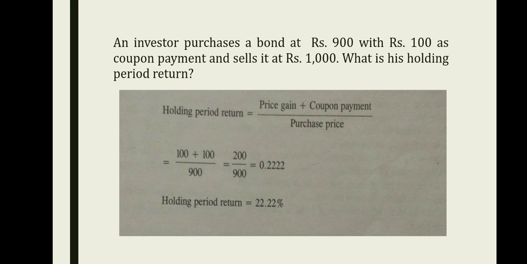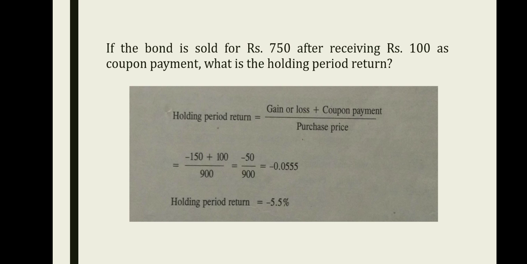Let's see an example with a loss. If the bond is sold for rupees 750 after receiving rupees 100 as coupon payment, what is the holding period return? Here it is a continuation of the previous problem. Therefore, the purchase price is rupees 900 only. Selling price is 750, which is lesser than 900. Therefore, we have a loss, that is 900 minus 750. We get 150, that is the loss.